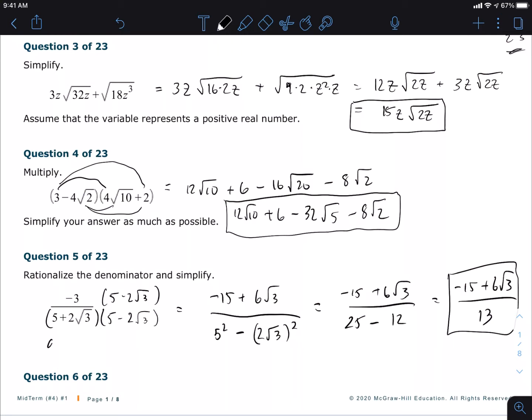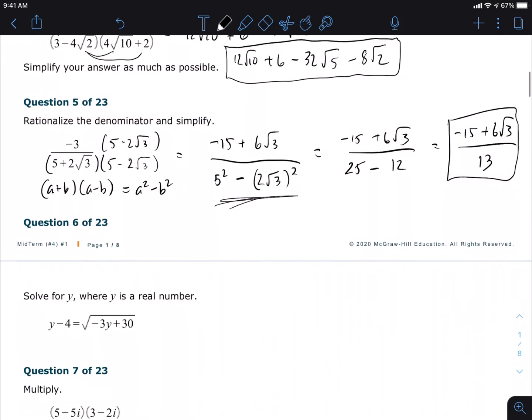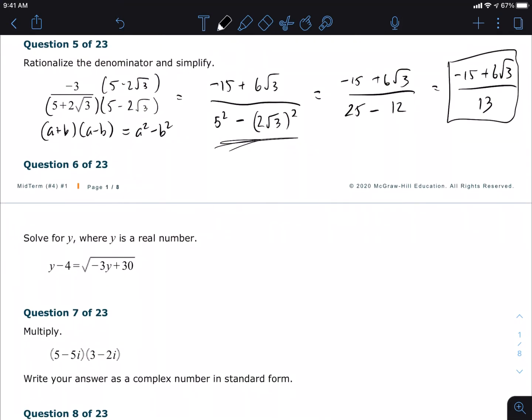All that happened here, just so you know, is a minus b, or in this case a plus b, times a minus b, and that's a squared minus b squared. That's how I got this denominator piece. All right, number 6. It's asking us to solve for y, where y is a real number.